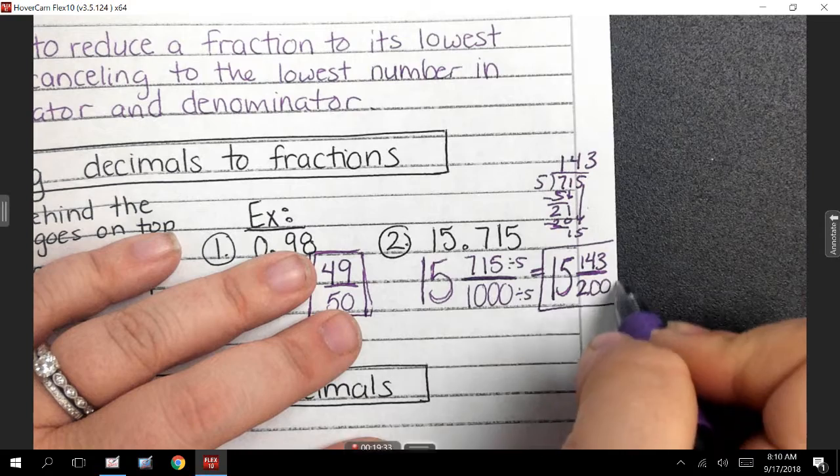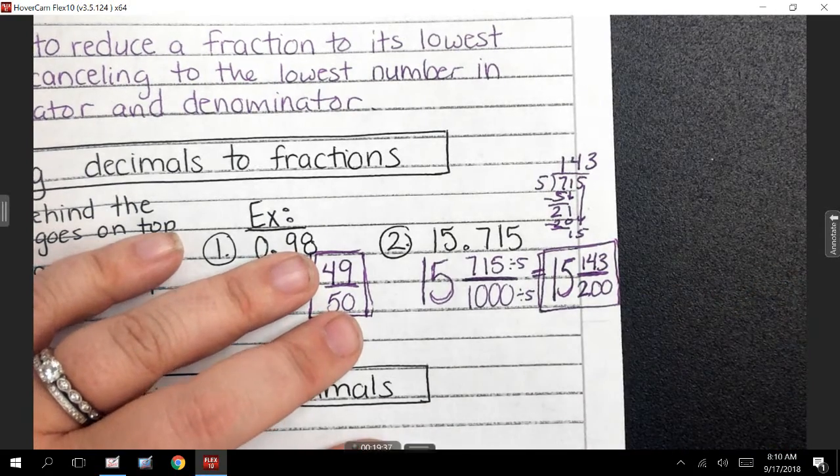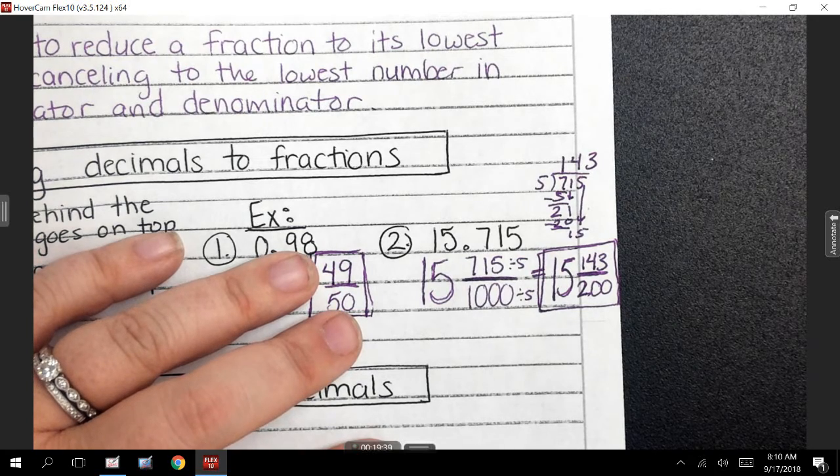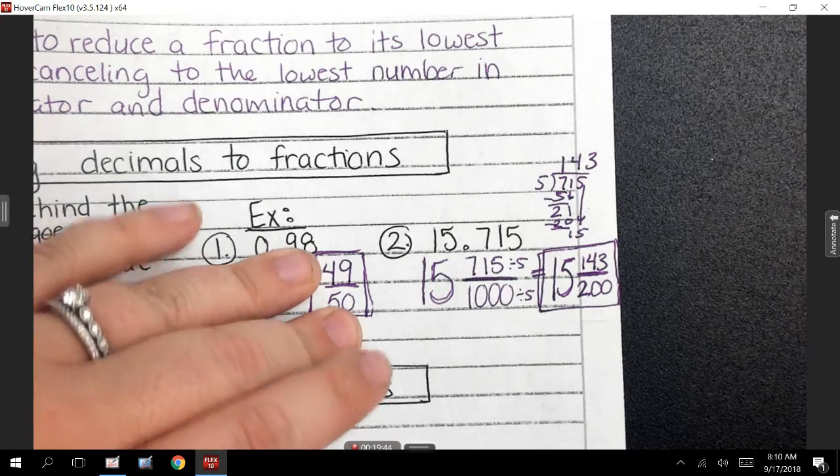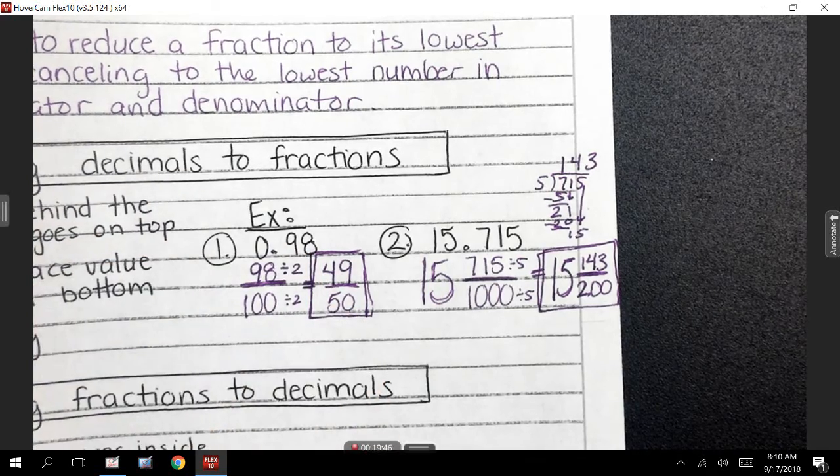All right? Questions on how we're making these decimals into fractions? That one's pretty easy, right? Fractions into decimals are pretty easy. All right, so let's step it up. Let's look at the harder part.